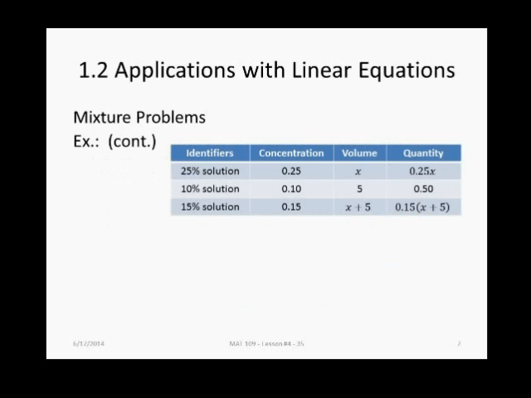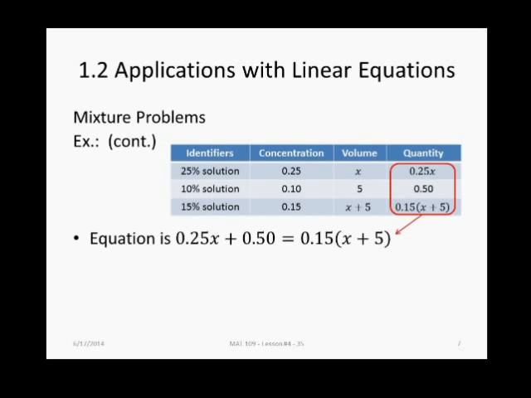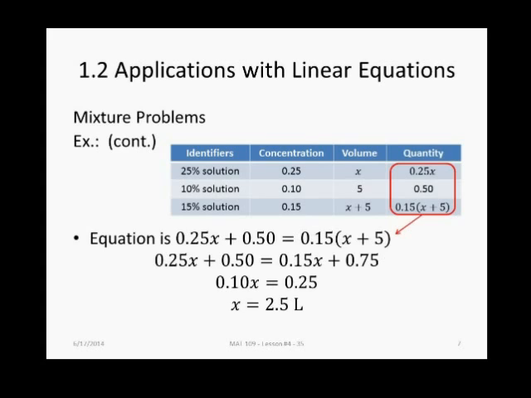I have one simple step left to do. In the mixture problem, because this column must add up and this column must also add up, which means that this plus this must equal this. Putting those together, I get my equation. Simple linear equation, solve it in the normal method, and I get x equals 2.5.